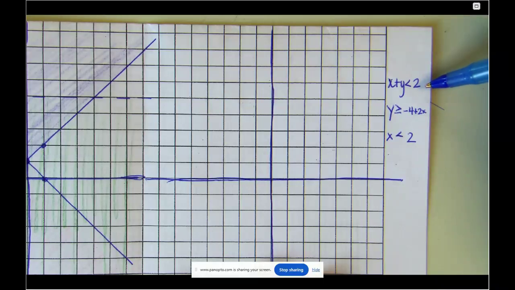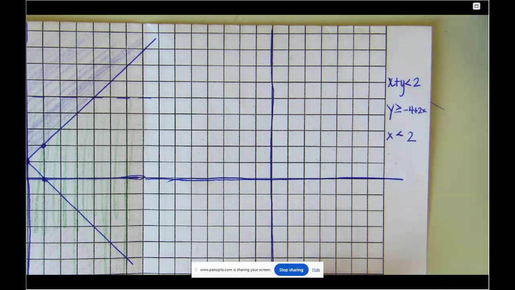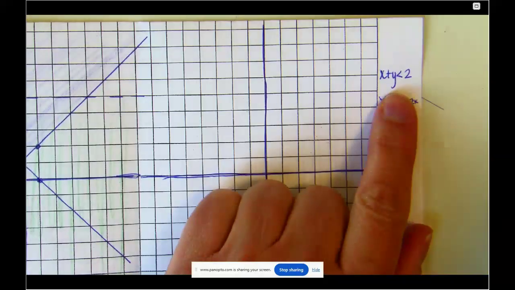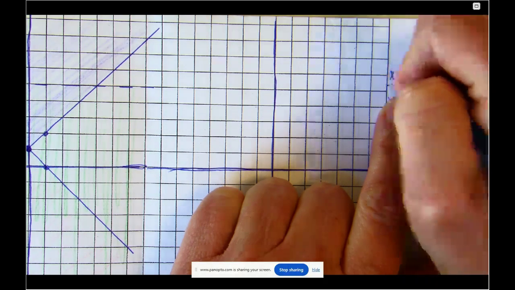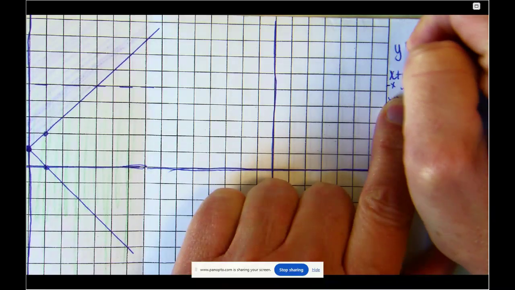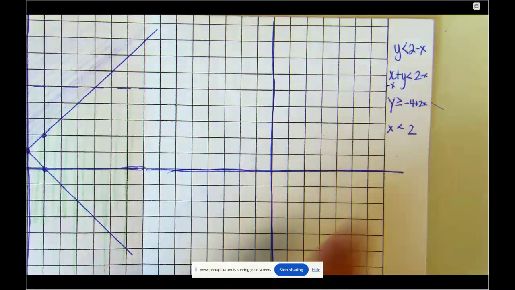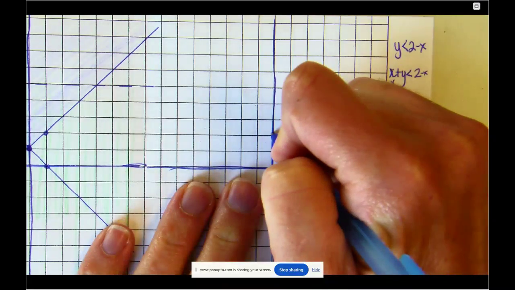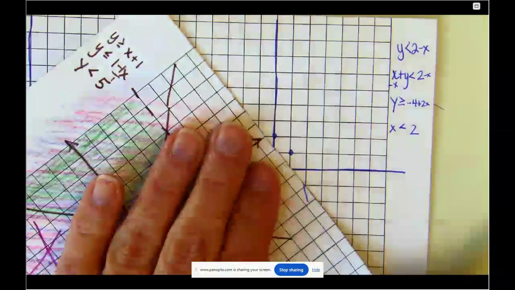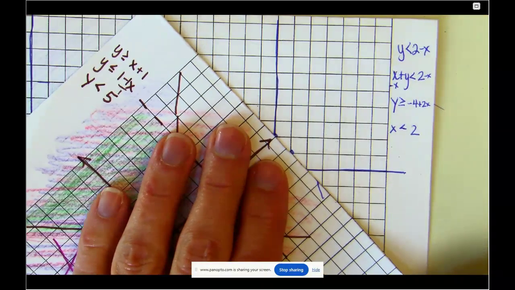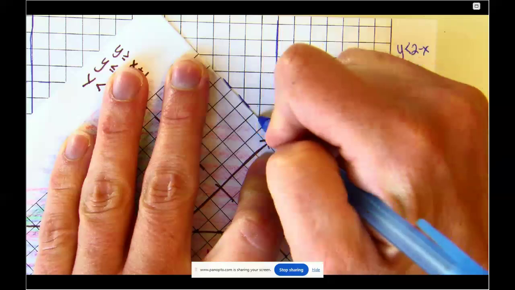Okay. What are we gonna do with this guy right here? Subtract the x. So we have y less than 2 minus x. Y-intercept is 2. We're going down 1, right 1. Dotted line. Is it shaded above or below? Below.